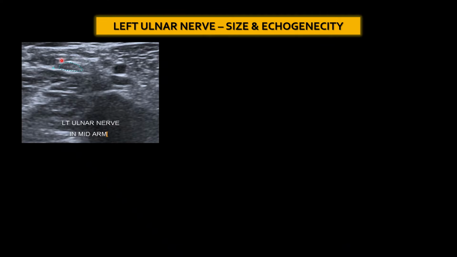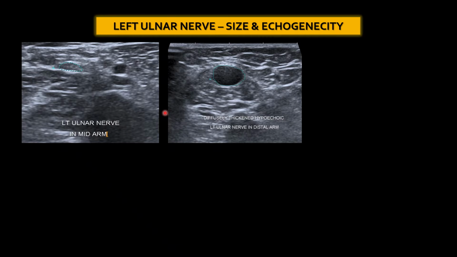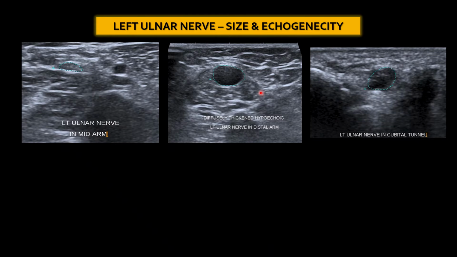This is the ulnar nerve image taken at the level of mid-arm. We can see the nerve looks pretty normal. There is maintained polyfascicular pattern, hypoechoic fascicles, hyperechoic perineurium. However, as we move distally, this is the cross-section axial image of the ulnar nerve in the distal arm. We can see the nerve is significantly thickened, there is loss of normal polyfascicular pattern, and there is reduced echogenicity.